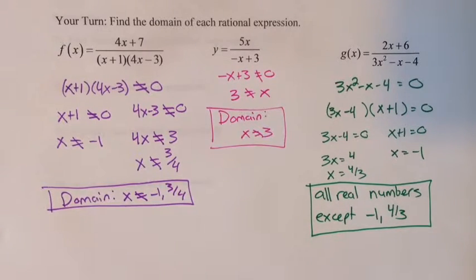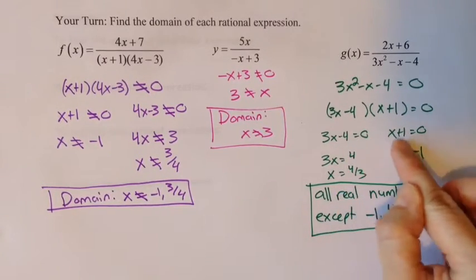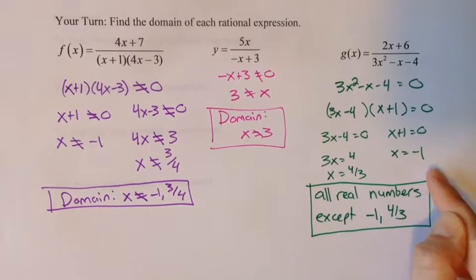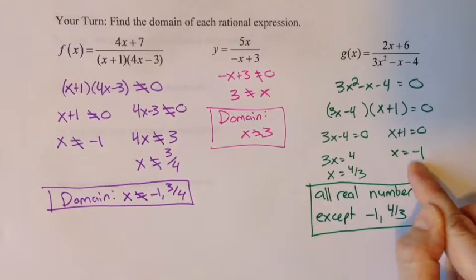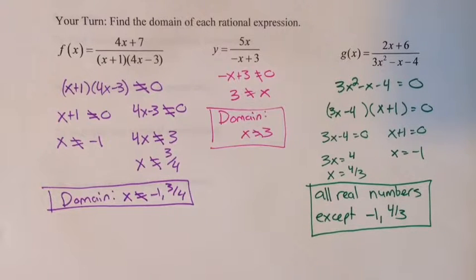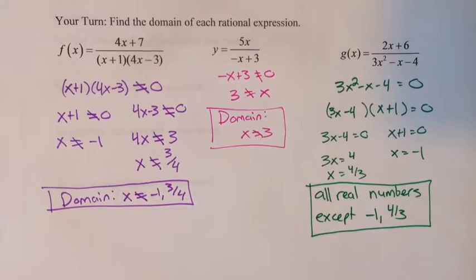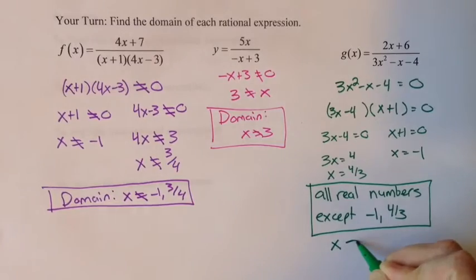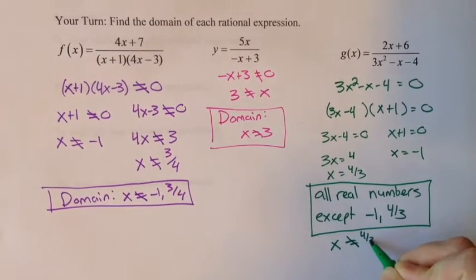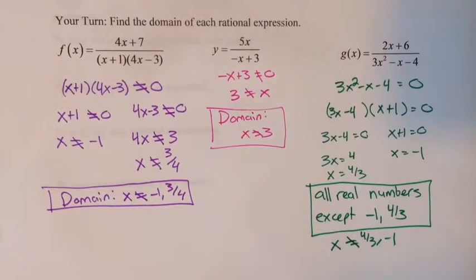Now I take each factor and set it equal to 0, and then I solve the little equations that result. And that gave me 4/3 and negative 1. Now remember, those are the two numbers that x is not allowed to be. So I might write all numbers except negative 1 and 4/3. Or, like I did before, I might write x cannot equal 4/3 or negative 1.